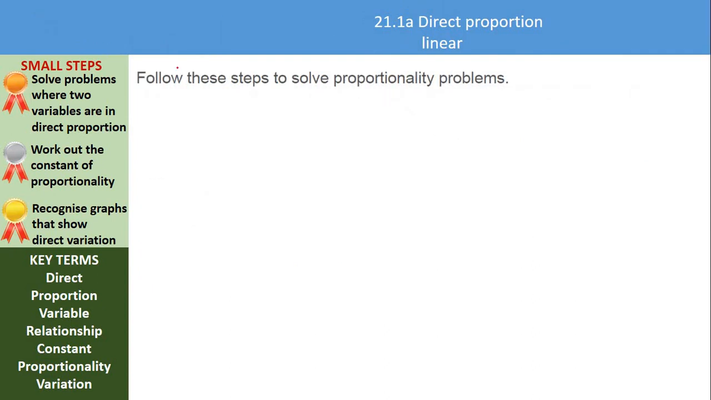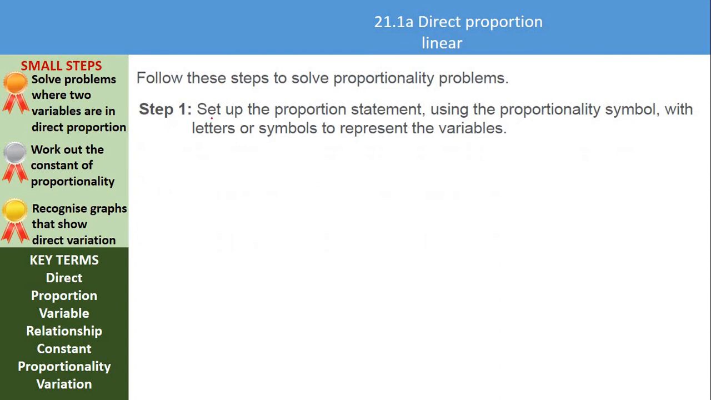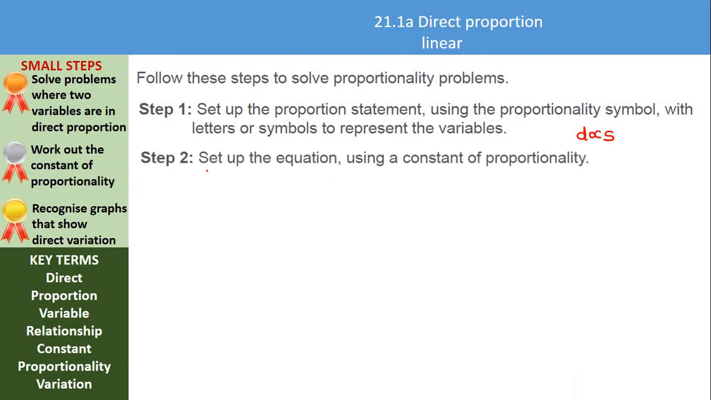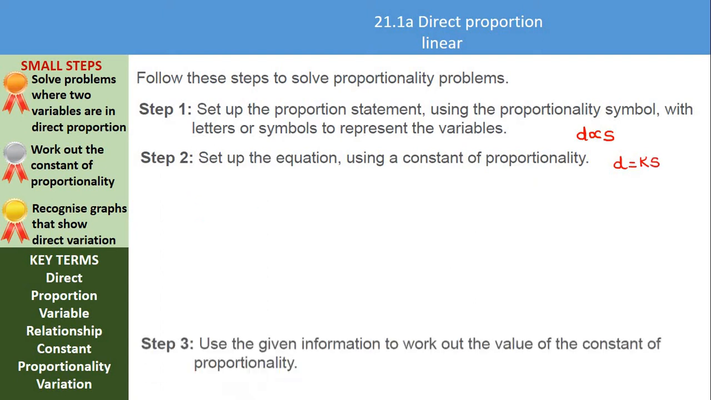For each of the examples we're going to look at, we always follow these steps, so it might be an idea to copy them down. Step 1, we set up the proportion statement using the proportionality symbol with letters or symbols to represent the variables. In the other case, the distance was directly proportional to the speed. Step 2, we set up the equation using a constant of proportionality. So this means that D is equal to a constant of proportionality multiplied by the speed.